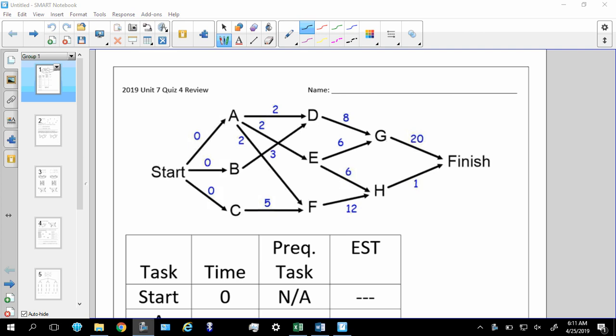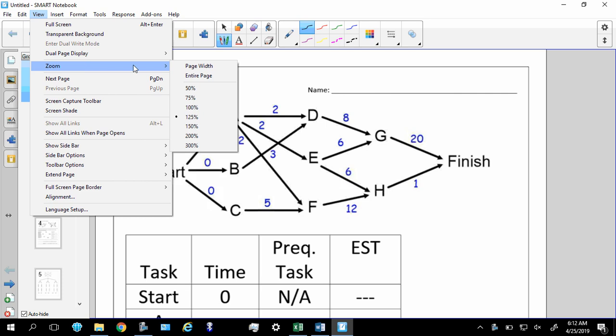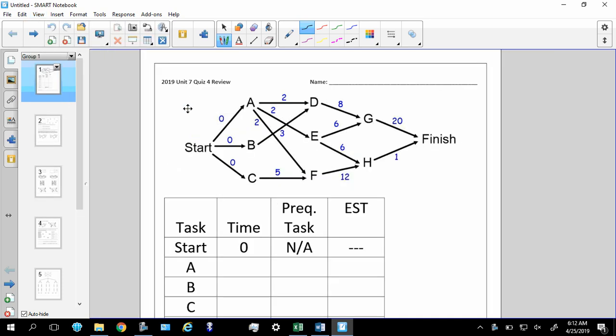All right, in this video, we're going to be talking about the Unit 7 Quiz 4 review. So let's just dive right into it. First thing we're looking at is a task graph, or I'm sorry, a task diagraph. We need to take all that information and fill out the chart. Let me zoom out so we can see a little more of it.